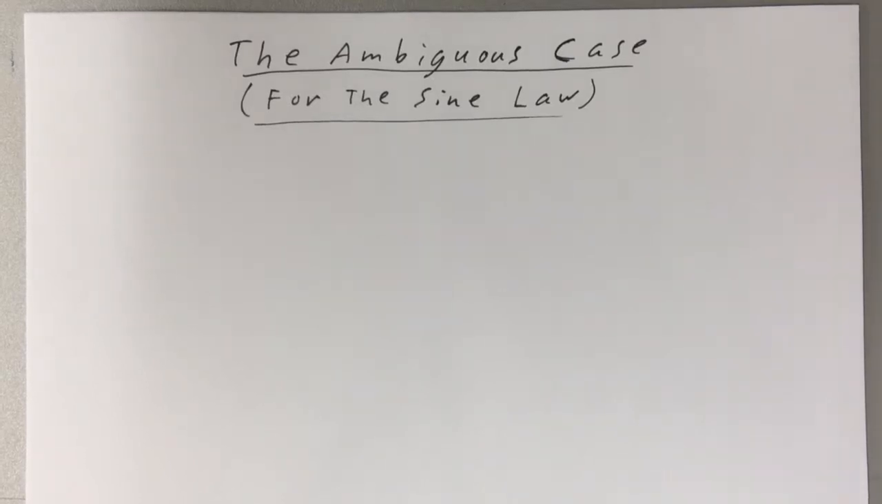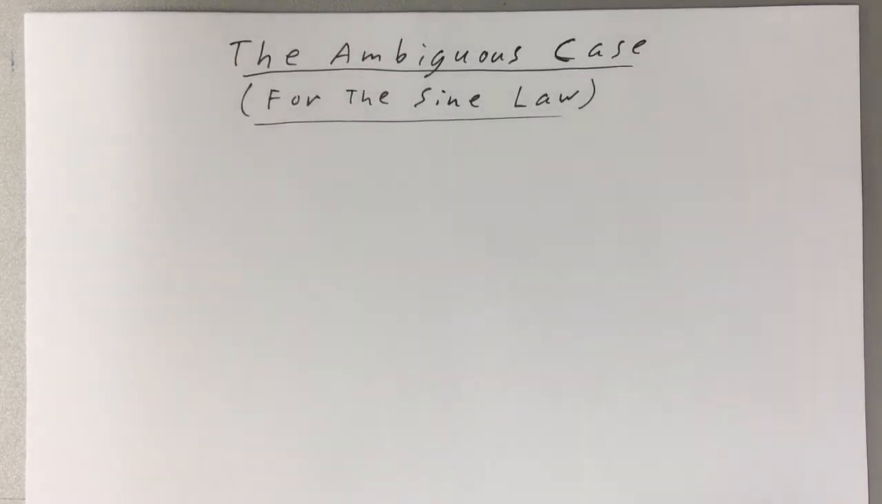Okay, we're going to look at what's called the ambiguous case for the sine law. When you're trying to solve a triangle and you're given three pieces of information, an angle, a side, and a side, you can use the sine law to solve that. The best law to solve for an angle, if you can, is the cosine law. But if you have to use the sine law and the angle is going to be obtuse, then you may have a bit of a problem.